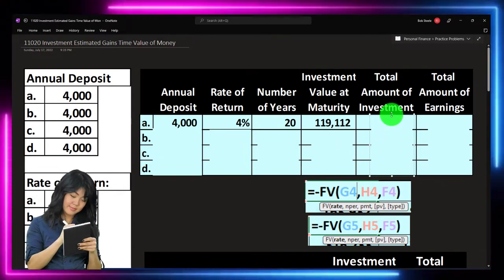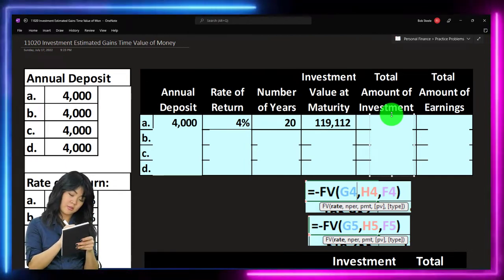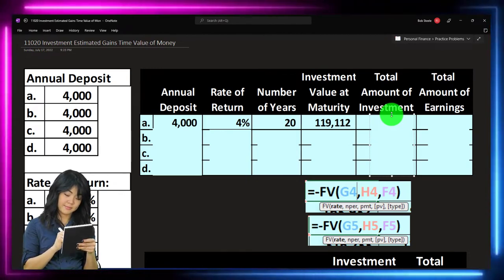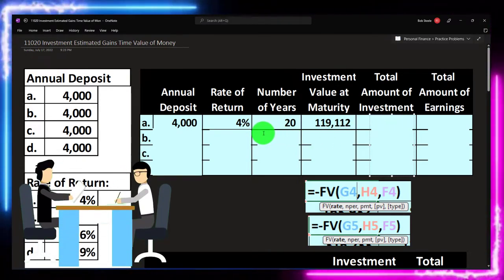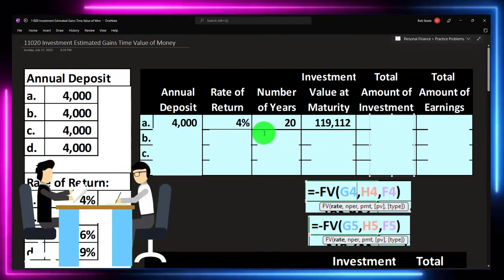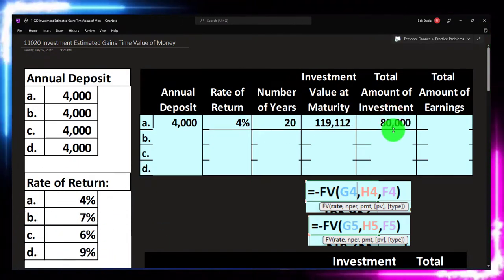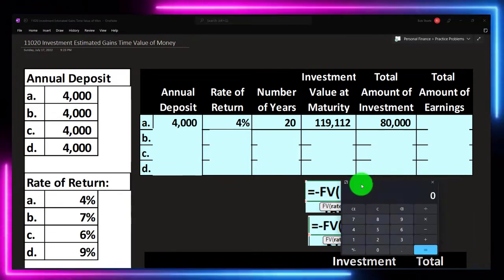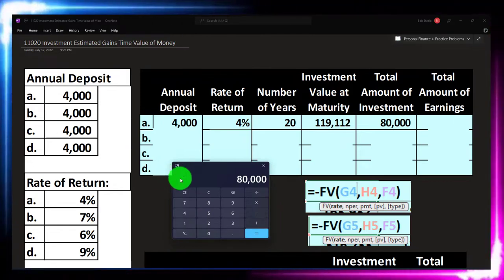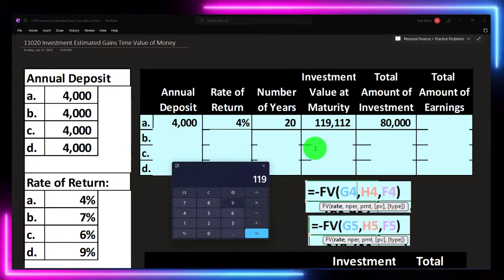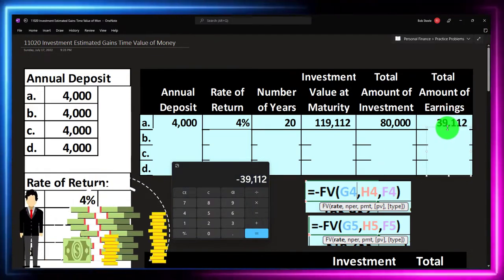Again, we're doing a generic kind of investment here. Bonds would typically pay out in the form of interest payments, either annually or semi-annually, and have an end amount that they would pay back. With stocks, we might just assume that they're going to grow at 4% based on whatever model or assumptions we have on what they're going to be growing at. So if we compare that to the total amount invested, how much did we actually put in? Well, if we put in 4,000 each year for 20 years, we'd put in 80,000. 119,112 minus 80,000 means that we earned 39,112.